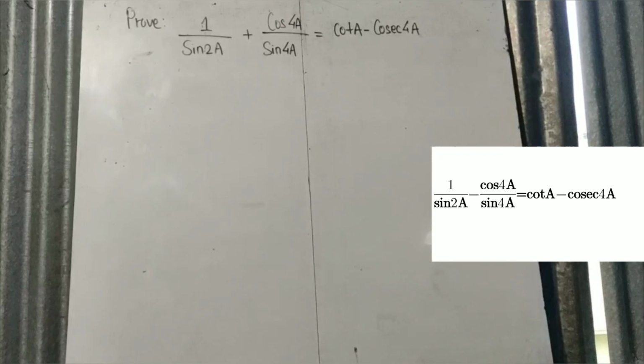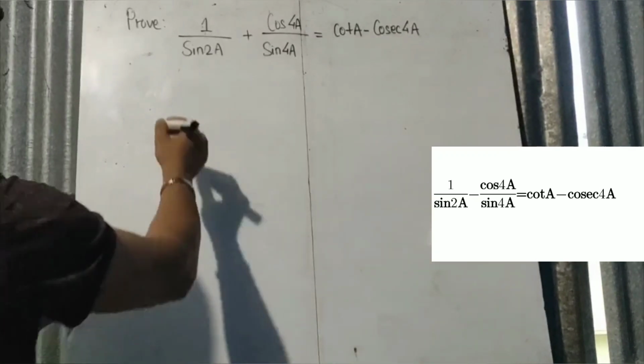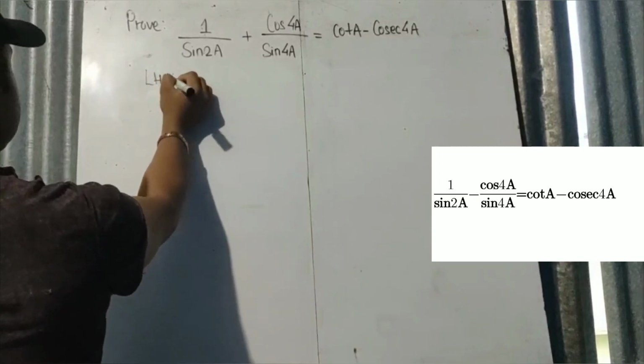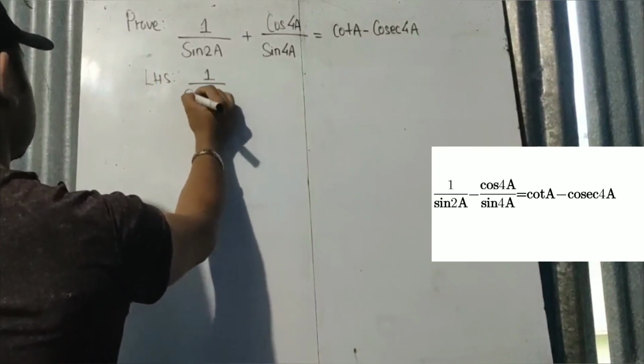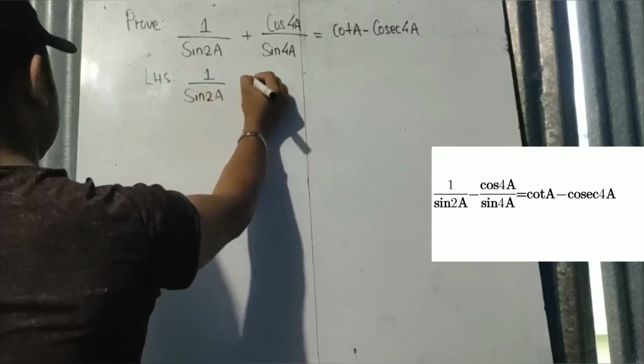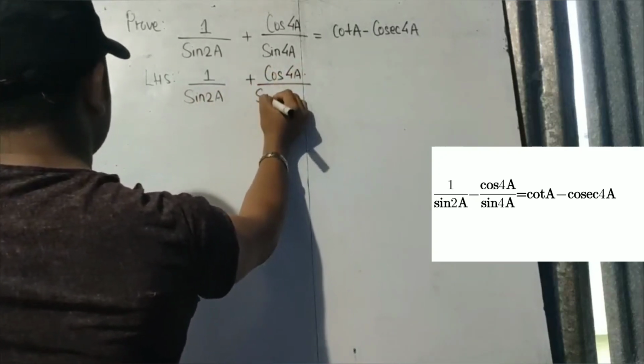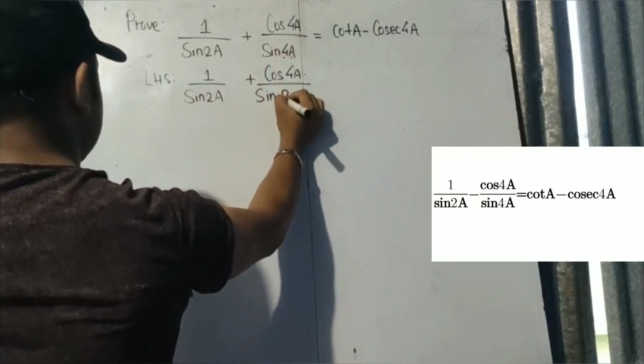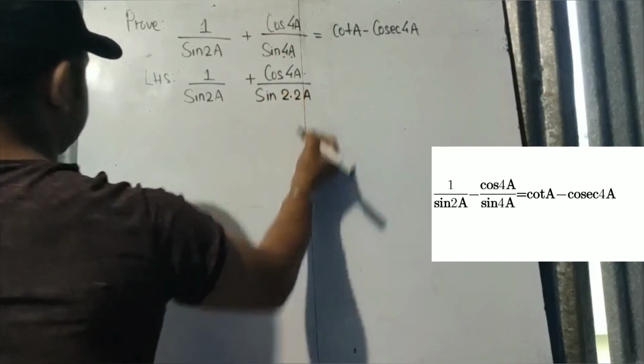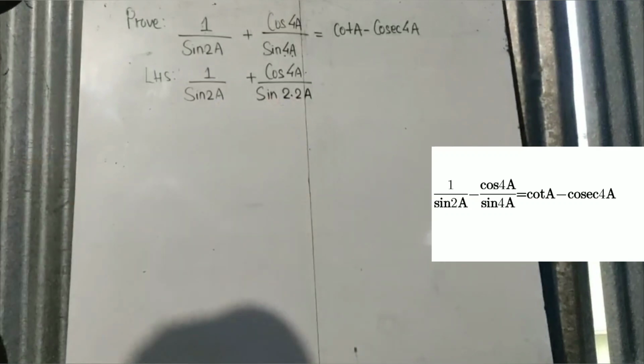Here you have been told to prove that 1 by sin 2a plus cos 4a by sin 4a equals cot a minus cosec 4a. I'm starting from the LHS: 1 by sin 2a plus cos 4a by sin 4a. Now this 4a can be written as 2 dot 2a.